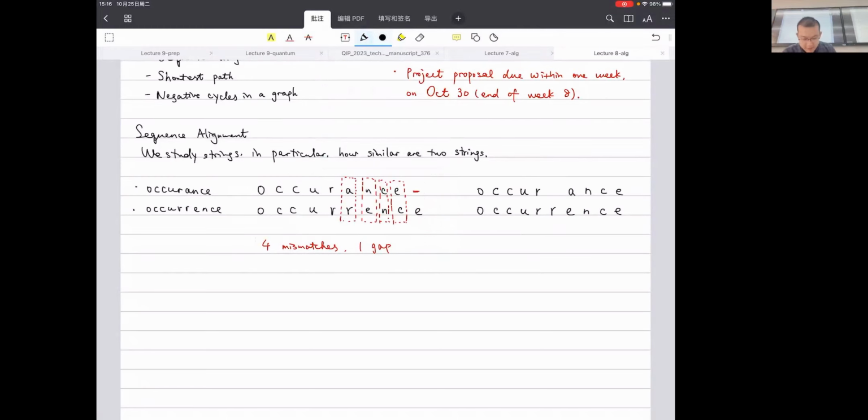So in general, maybe we can have some gaps, but it is not necessary that the gap always appears at the end. Maybe we can have a gap in the middle, like this. In this sense, you can imagine that this is probably better than the first example. For this example, we are actually having only one mismatch, and actually one gap.